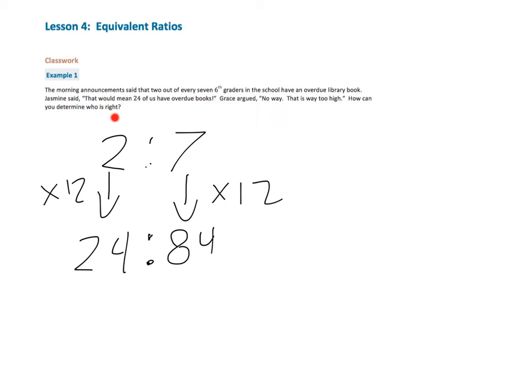Now to determine who is right, we have to decide: does that make sense? Well, can a class have 84 kids? That depends. If it's just a single class in which you're sitting in a classroom, then that maybe doesn't make sense. But if she's talking about the whole 6th grade, then it does make sense. It could be a small school with 84 students in the 6th grade. So we would need more information to see who is right.